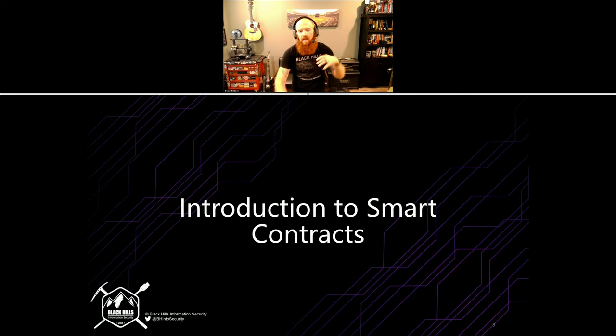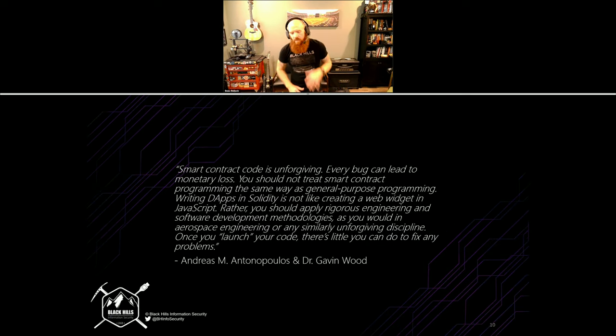So with that being said, there are all these elements, but we're going to focus on smart contracts for today. I really like this quote. I think this is probably one of the best ways that I've seen smart contracts defined from a risk perspective. This is a quote from the book Mastering Ethereum by Andreas Antonopoulos and Dr. Gavin Wood. Essentially what this quote says is that you can't develop smart contracts using the traditional software development lifecycle that you're used to.